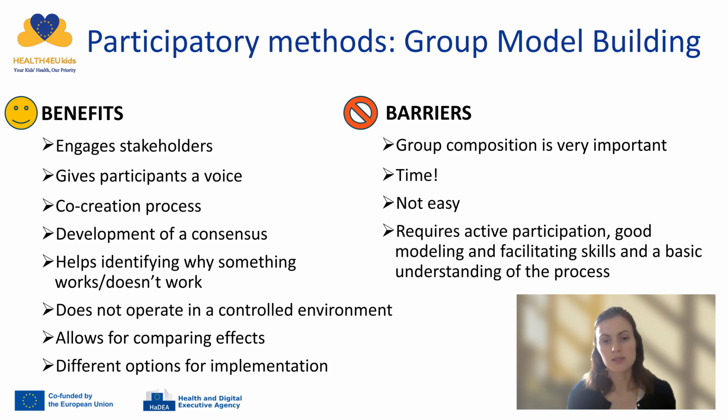Of course, there are also certain barriers to group model building. Group composition is very important. You want to avoid having dominant voices and silent voices, so it really should be a dynamic group. It's a very time-consuming process. You have to take sufficient time to build your model, your causal loop diagram. You have to have sufficient time to discuss everything. And afterwards, you also have to take the time to validate and to digitalize your causal loop as a researcher.